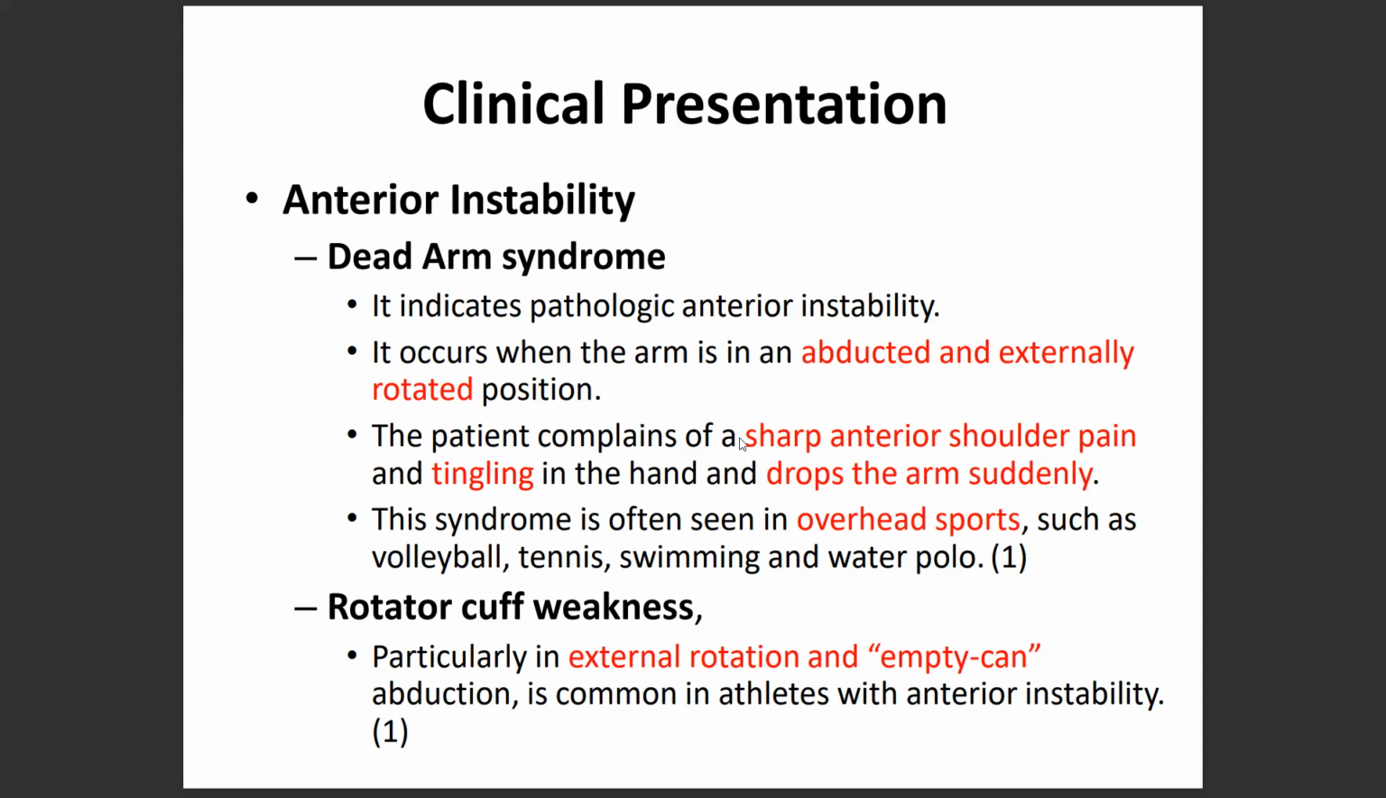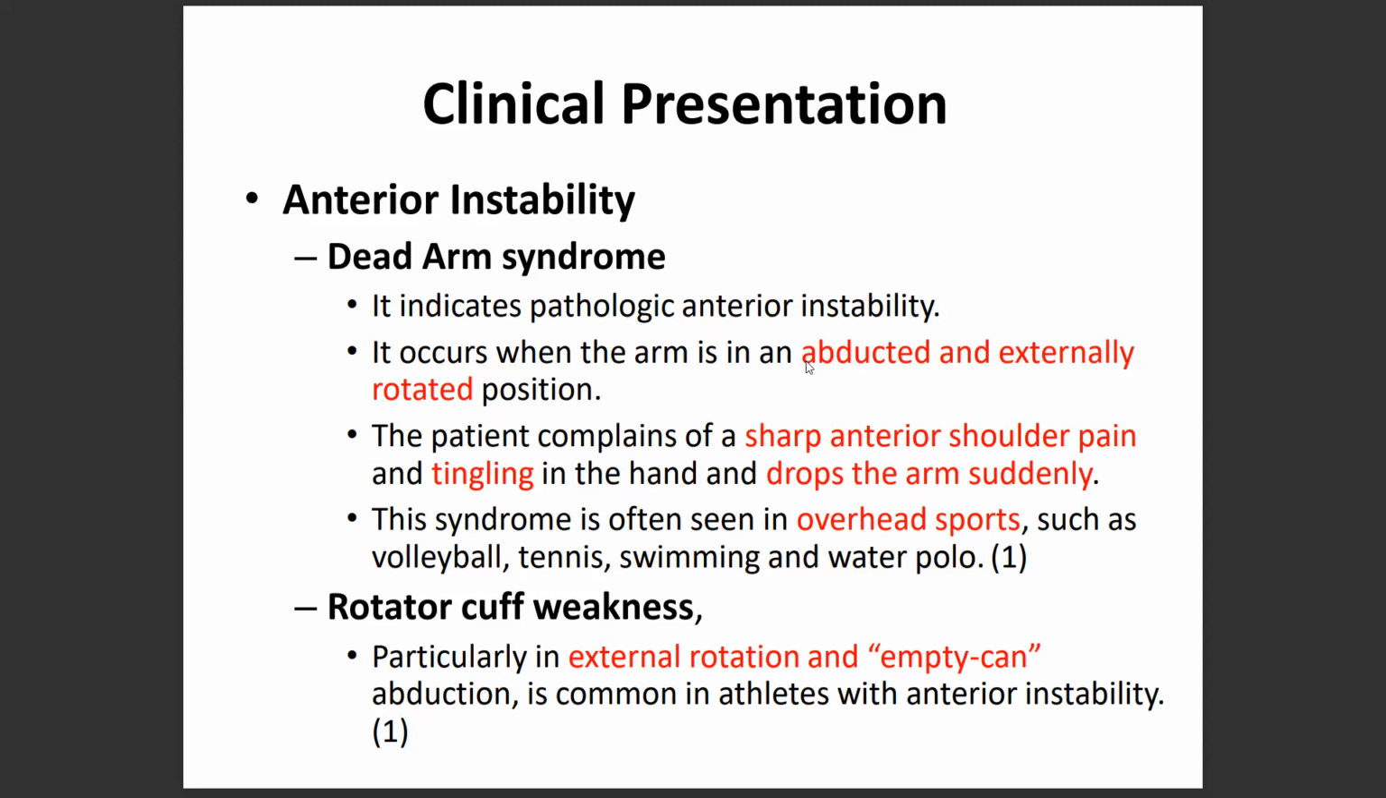The patient complains of sharp anterior shoulder pain and tingling in the hand and drops the arm suddenly. That is why it is known as dead arm syndrome, because there is dropping of the arm. Suddenly the person can't hold that arm. This syndrome is often seen in various sports such as volleyball, tennis, swimming, and water polo. So the important points are what the arm position will be during dead arm syndrome, why it is known as dead arm syndrome, and in which sports it is commonly present.